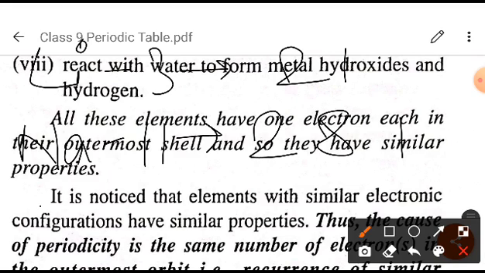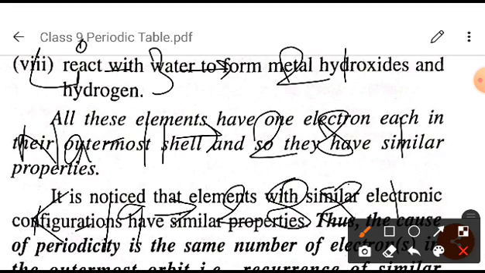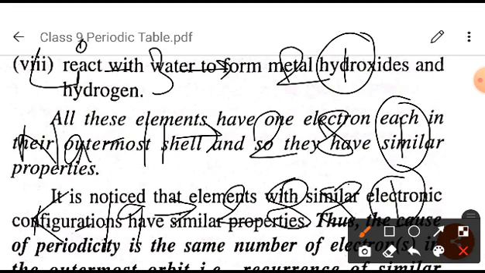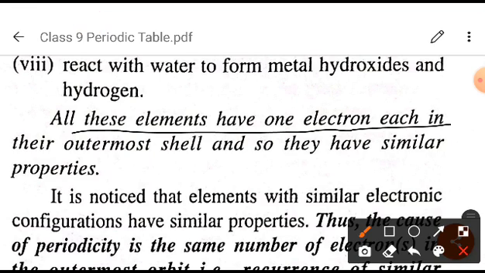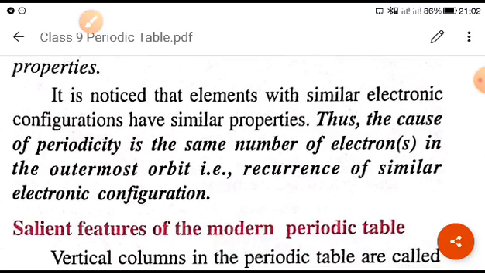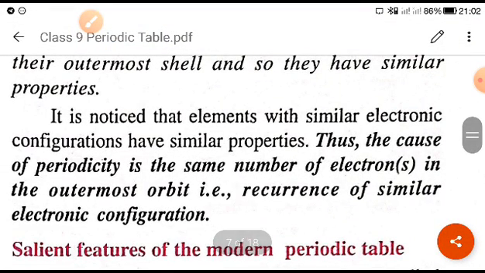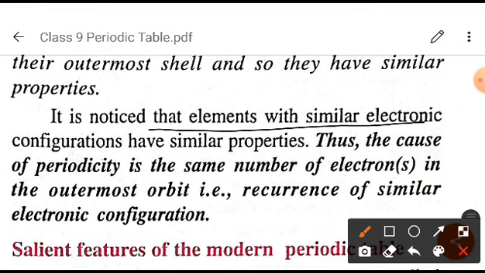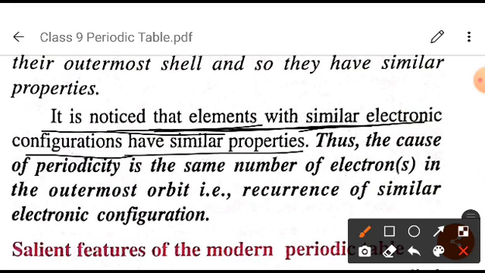After that, potassium has atomic number 19, so its electronic configuration is 2, 8, 8 and 1, right? As you can see, in the outermost shell, all of them have 1 electron. I hope you have understood this, right? They have the same number of electrons in their valence shell. So all these elements have 1 electron in the outermost shell, so they have similar properties. If you notice, elements with similar electronic configuration have similar properties, right?